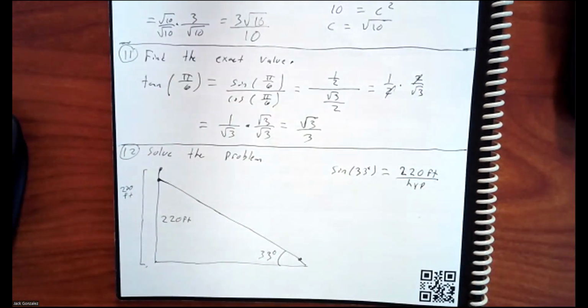So we need to solve for hypotenuse. That's the missing piece. Is that 30 degrees or 33?